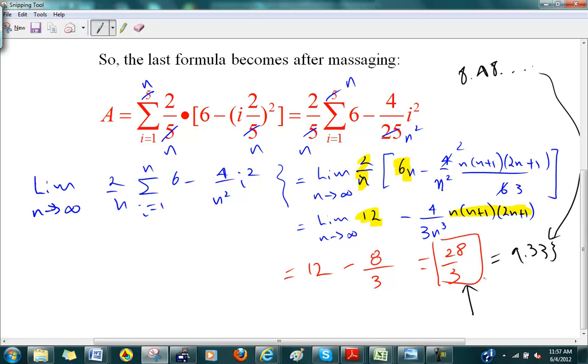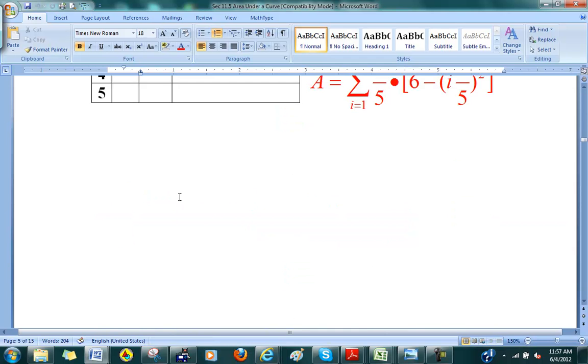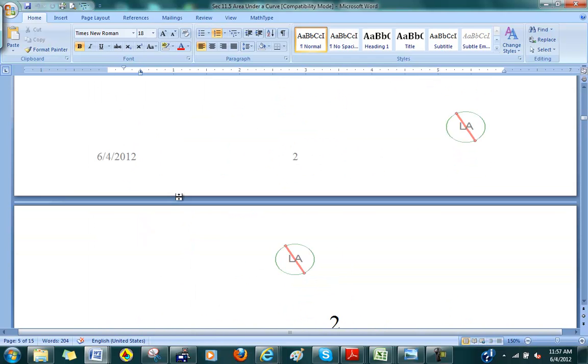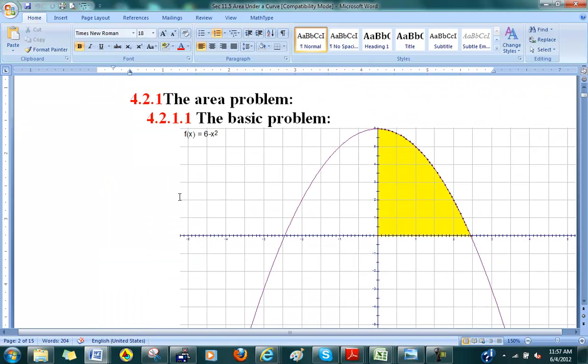So the area that we were trying to find on Friday, you guys remember that picture? It was this area we were trying to find. We did that first with 5 rectangles. Today we did it with an infinite number of rectangles. We got an exact answer, 28/3. No questions about it. Question?